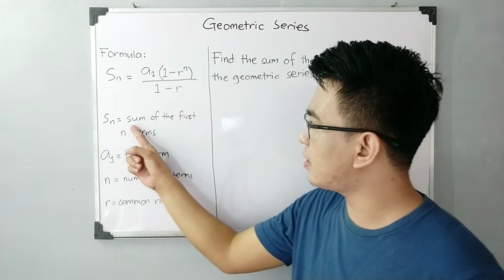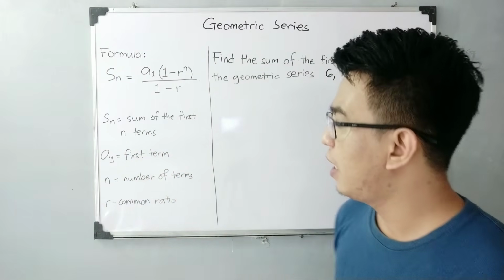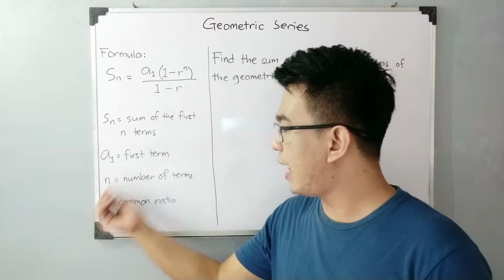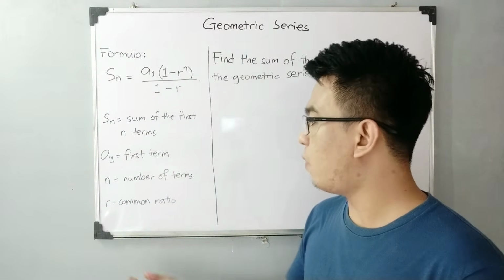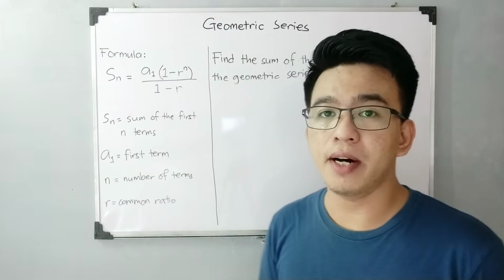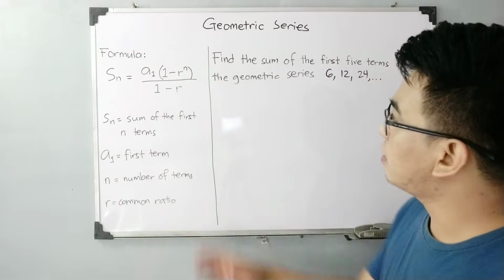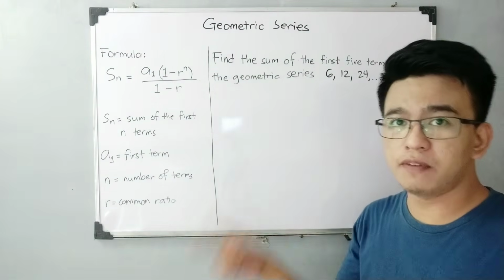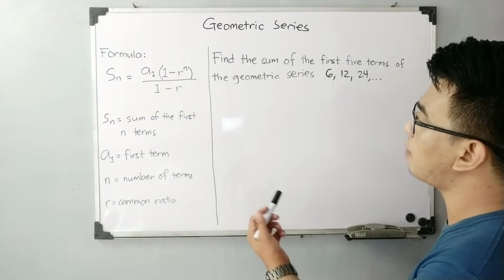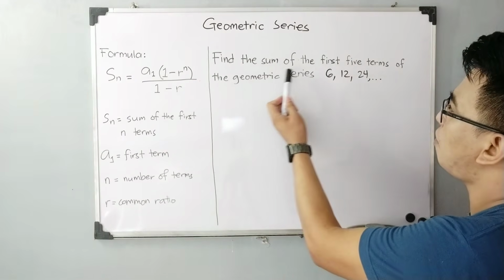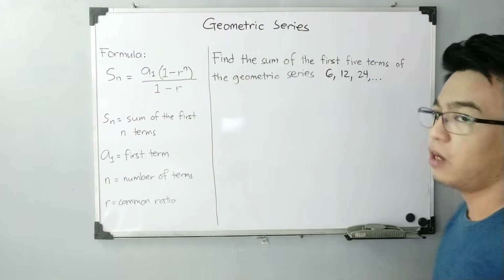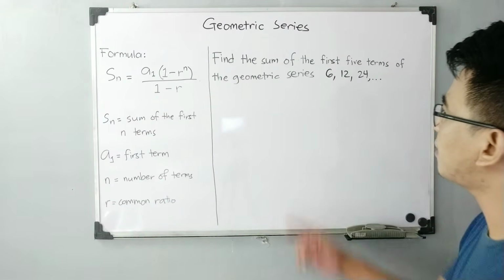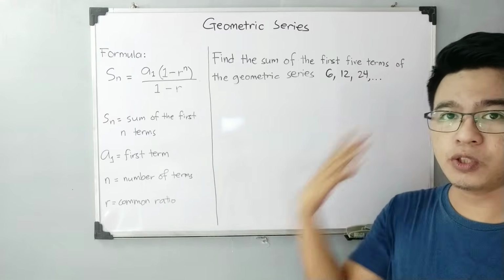Now, your S sub n is the sum of the first n terms, and a sub 1 is basically the first term, n is the number of terms, while r is equal to the common ratio. Now, let us use this formula to solve the first problem. For the first problem, we're given: find the sum of the first 5 terms of the geometric series 6, 12, 24.